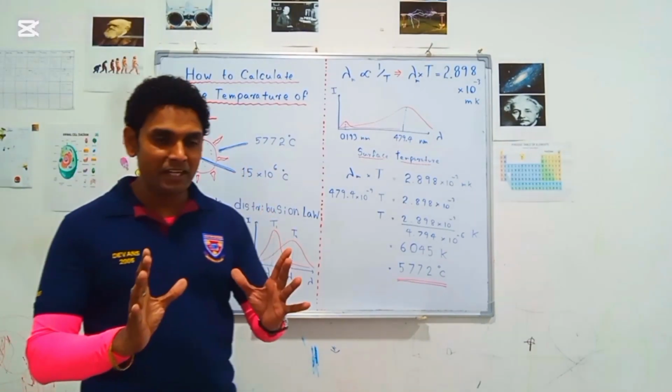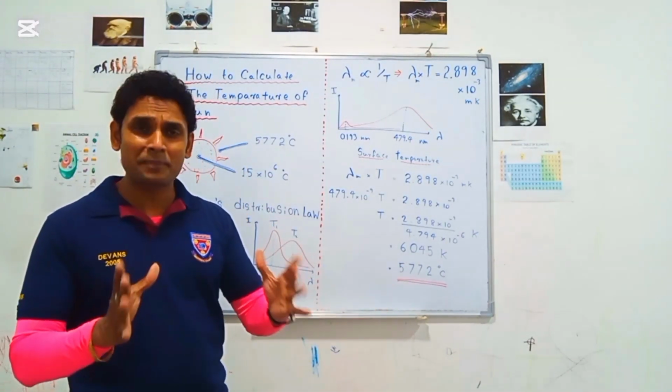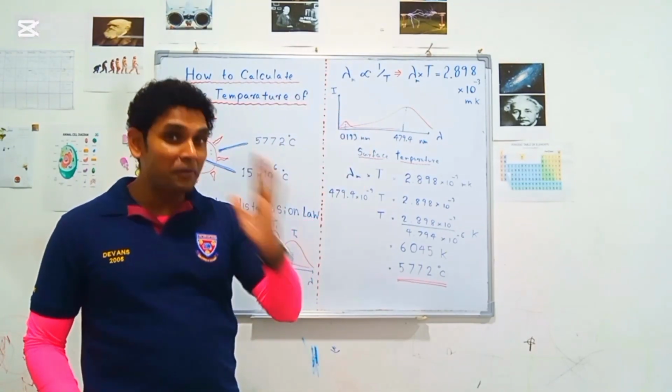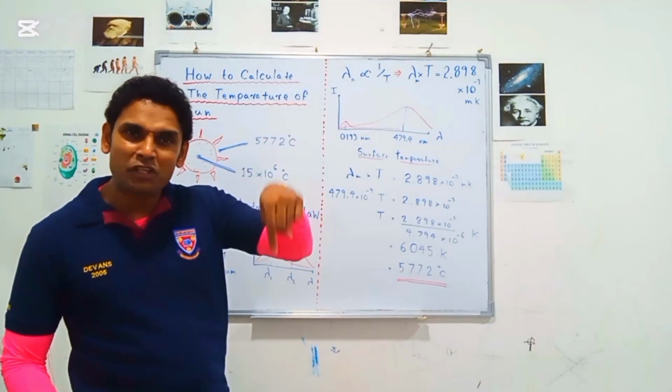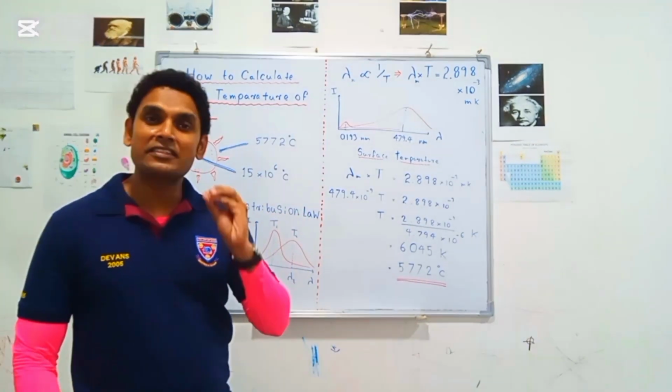Means any hot object emits an electromagnetic spectrum. In the spectrum, there's one wavelength which shows the highest intensity. That particular wavelength is significant to that particular temperature. So now the point is very clear how to calculate the temperature of the sun.